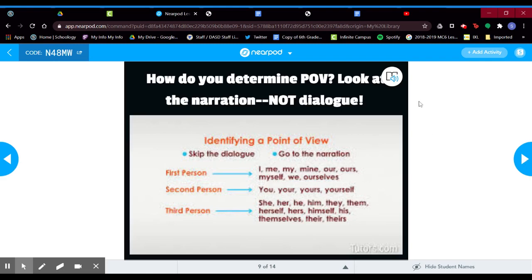So how do you determine point of view? You have to look at the narration, not the dialogue. So when someone speaks, they typically use first person, like I, me, my. So when you look at dialogue, you're seeing that. That's not going to tell you the point of view. For point of view, you only look at the narration. You look outside of the dialogue.